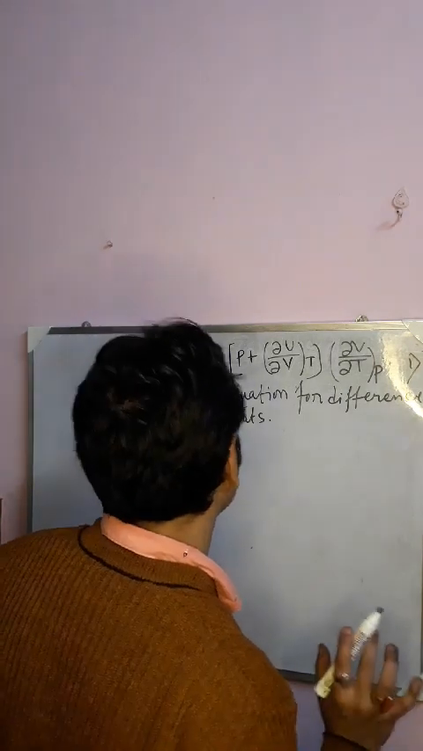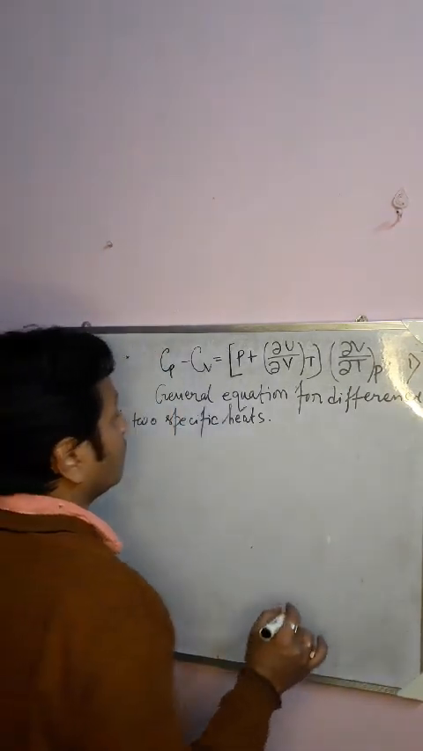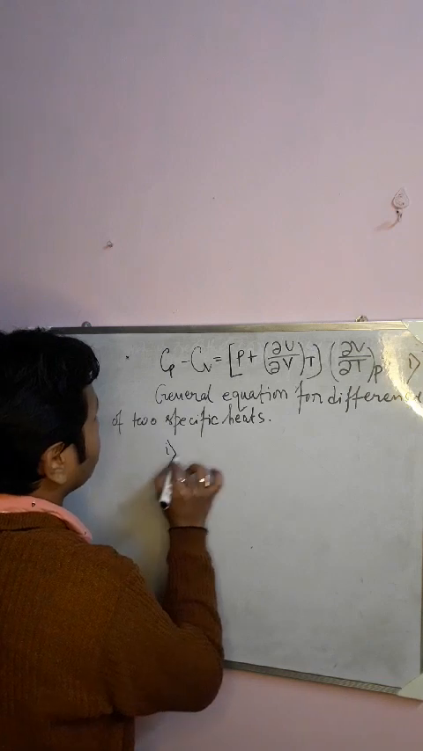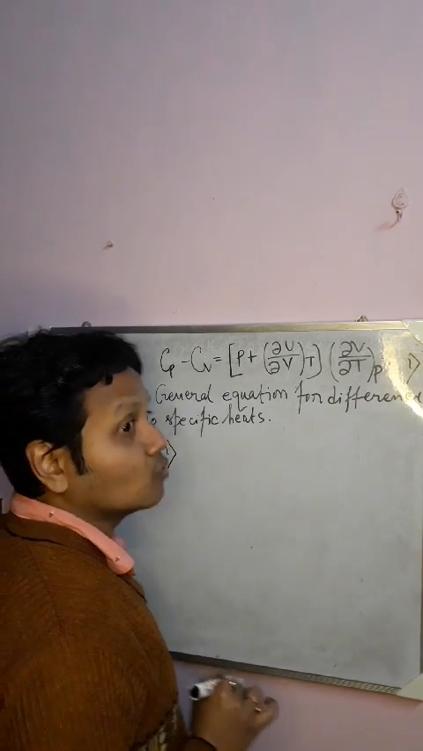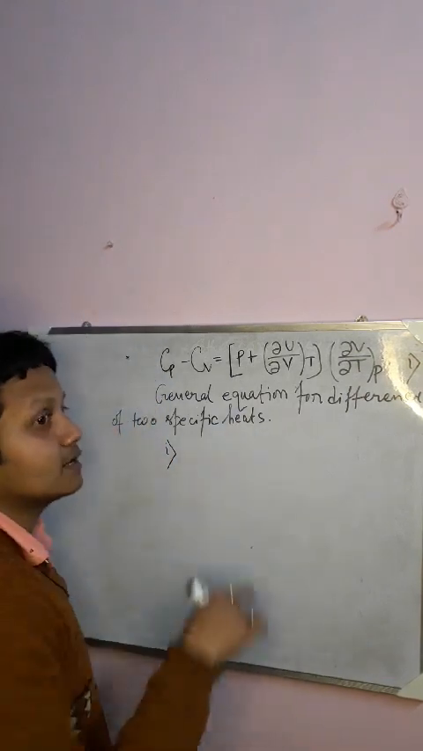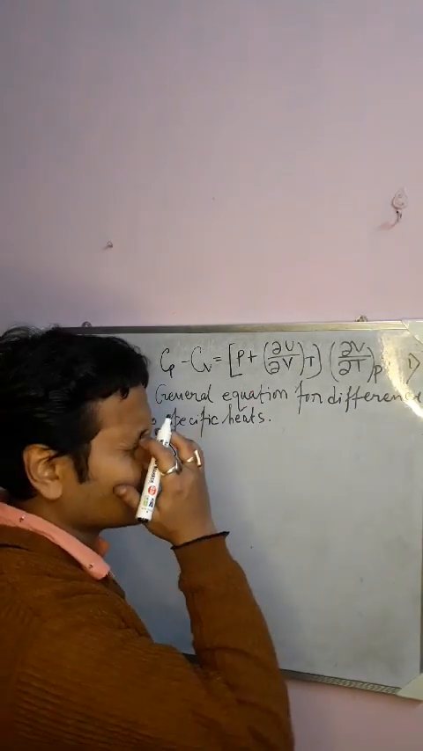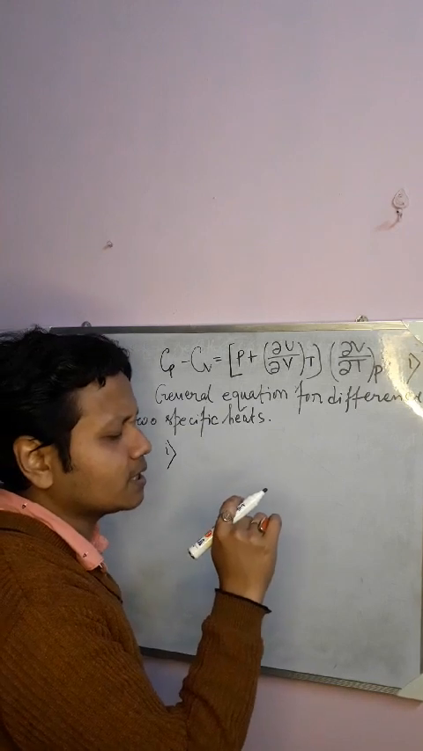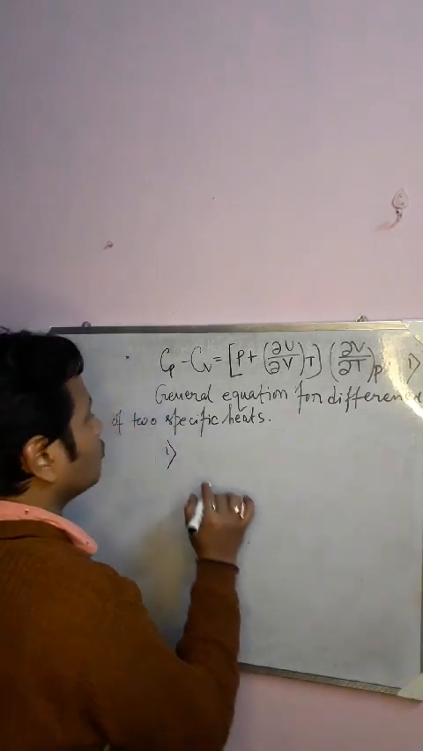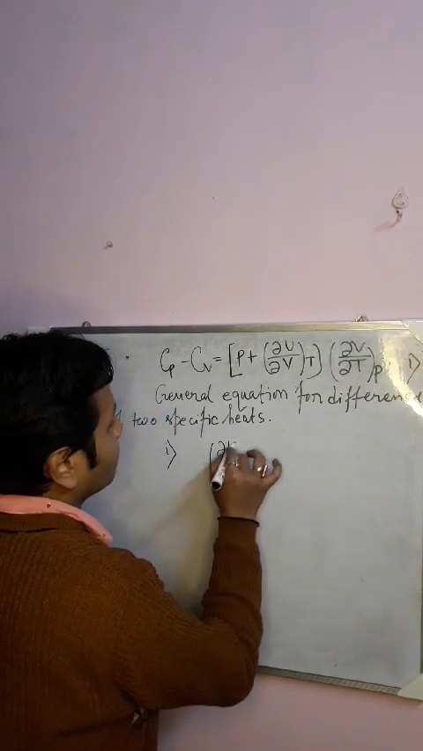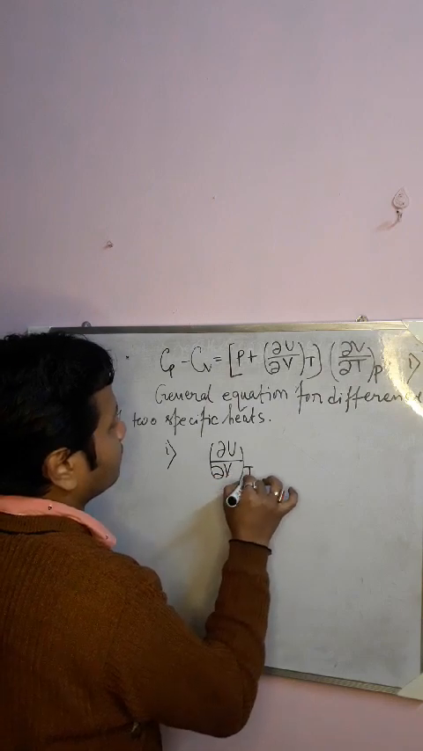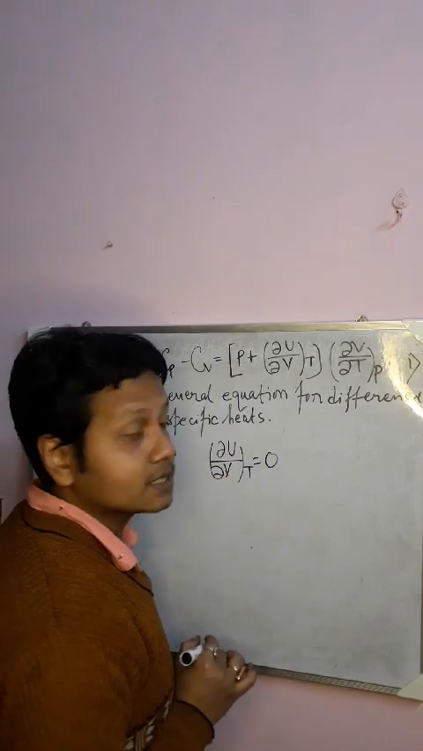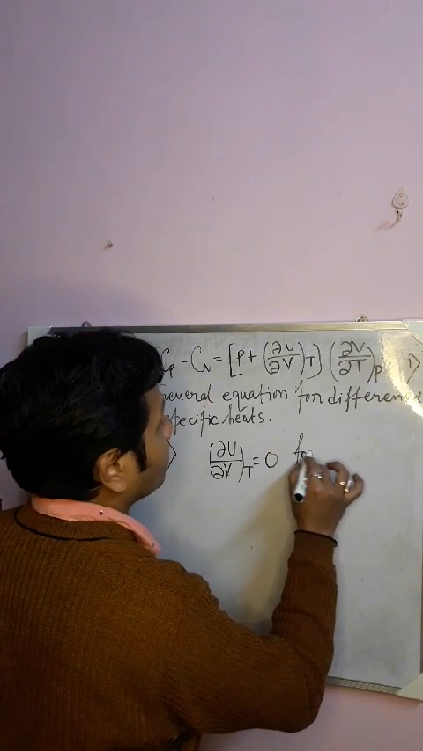So let us discuss the various cases. Suppose first of all we take an ideal gas. We studied previously, in lecture 5 or 6, the variation of internal energy with volume, and there I told that for a perfect gas this term vanishes. There is no variation of internal energy with volume for a perfect gas.